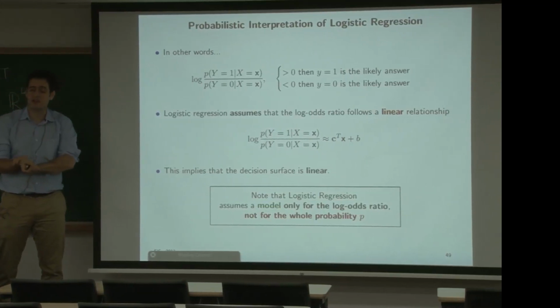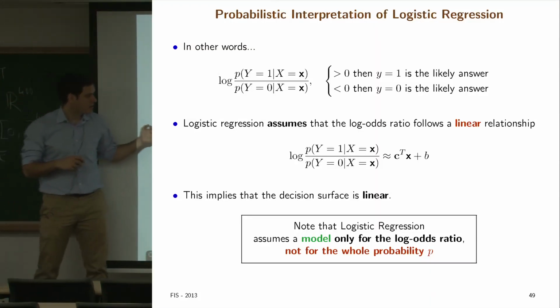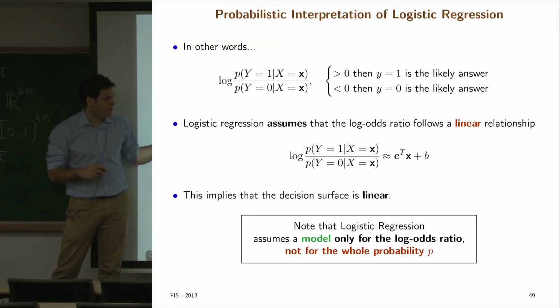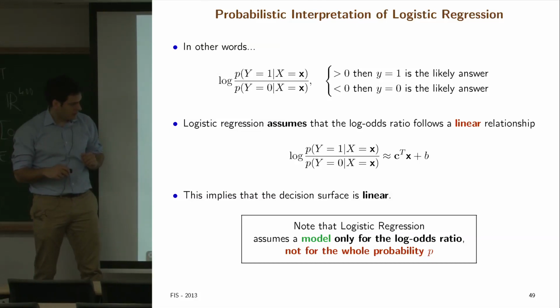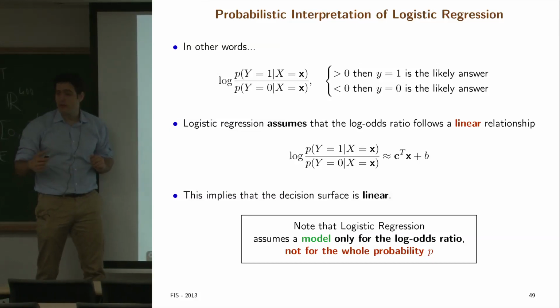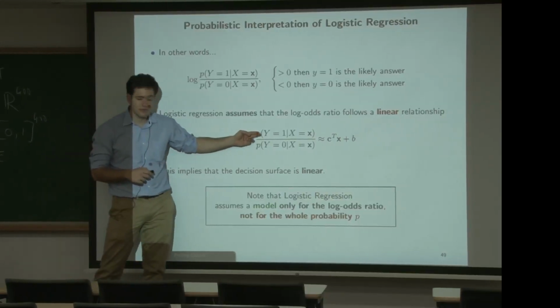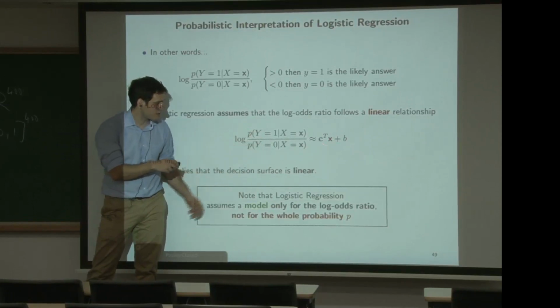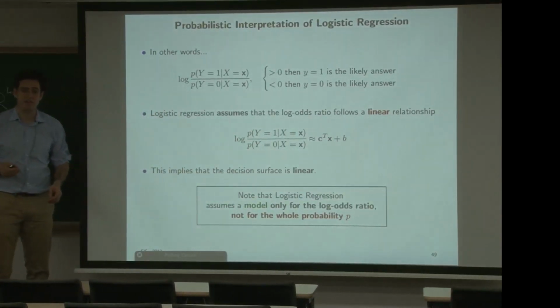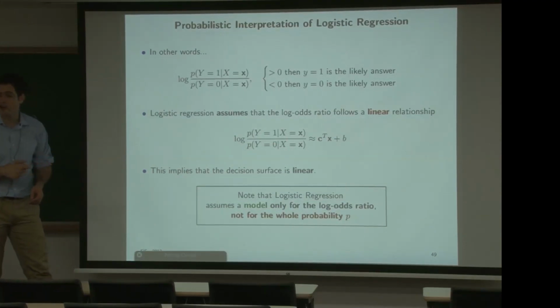So what is exactly logistic regression doing? It's assuming that the log odds ratio follows a linear relationship. This is what you will get if you work around a bit with the equations that I give you. When this becomes huge, it's saying that the log odds is big, and that this probability is bigger than this one. When this is very negative and goes to minus infinity, the log odds becomes very negative, and so this ratio becomes very small.